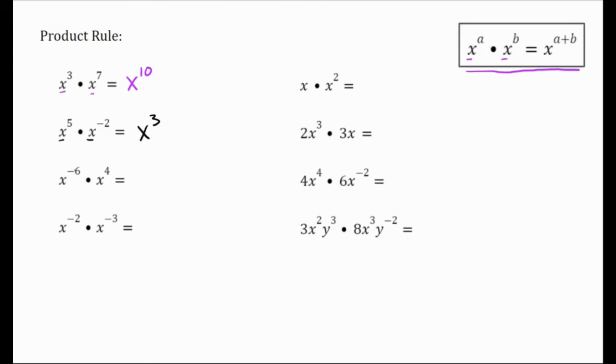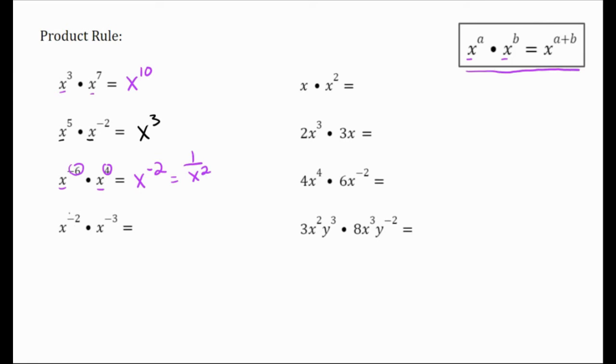The next one here, we have x to the power of negative 6 times x to the power of 4. So we're adding these two here since we have the same base, which gives us x to the power of negative 2. And if you understand negative exponents, we can't have a negative exponent when we're simplifying. So what that would end up being is 1 over x to the power of 2, because any negative exponent takes it to the bottom.